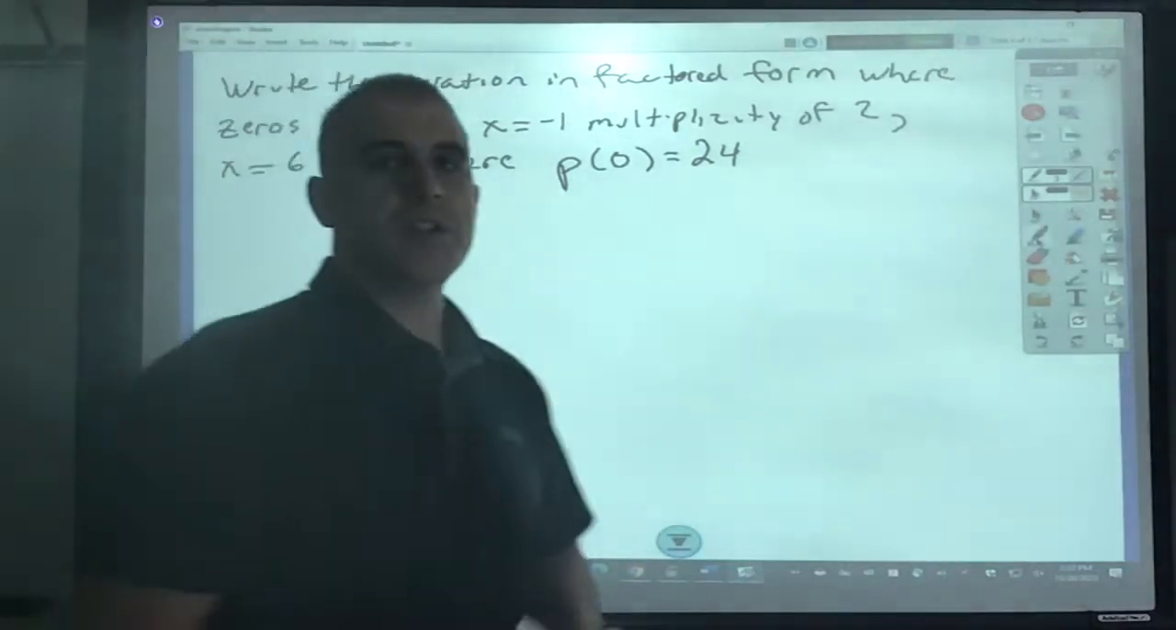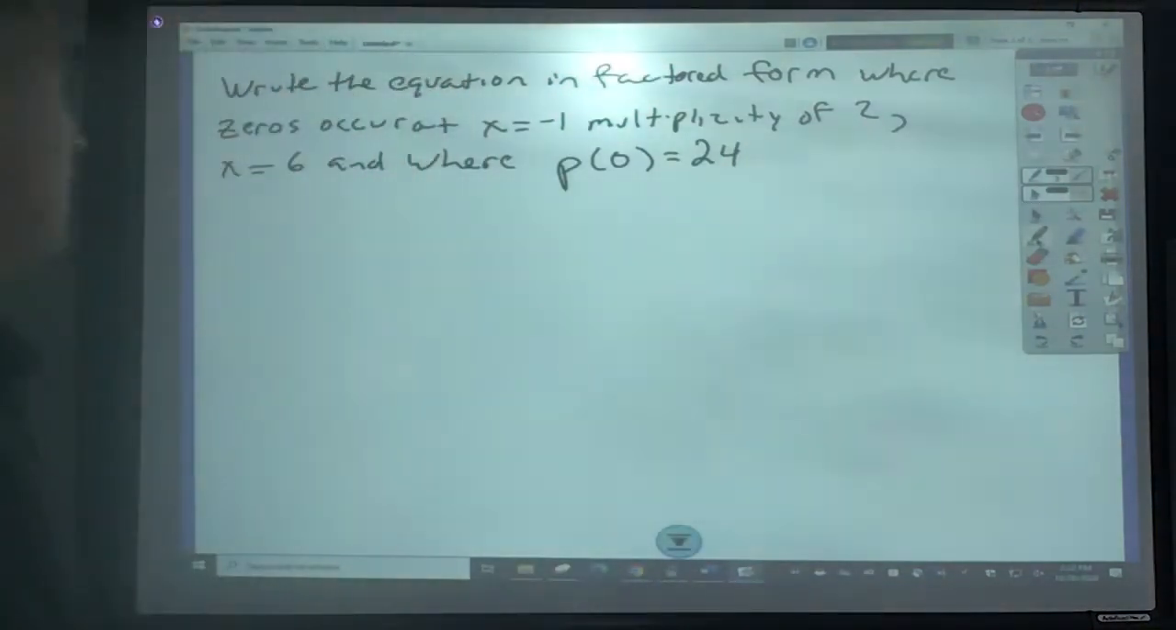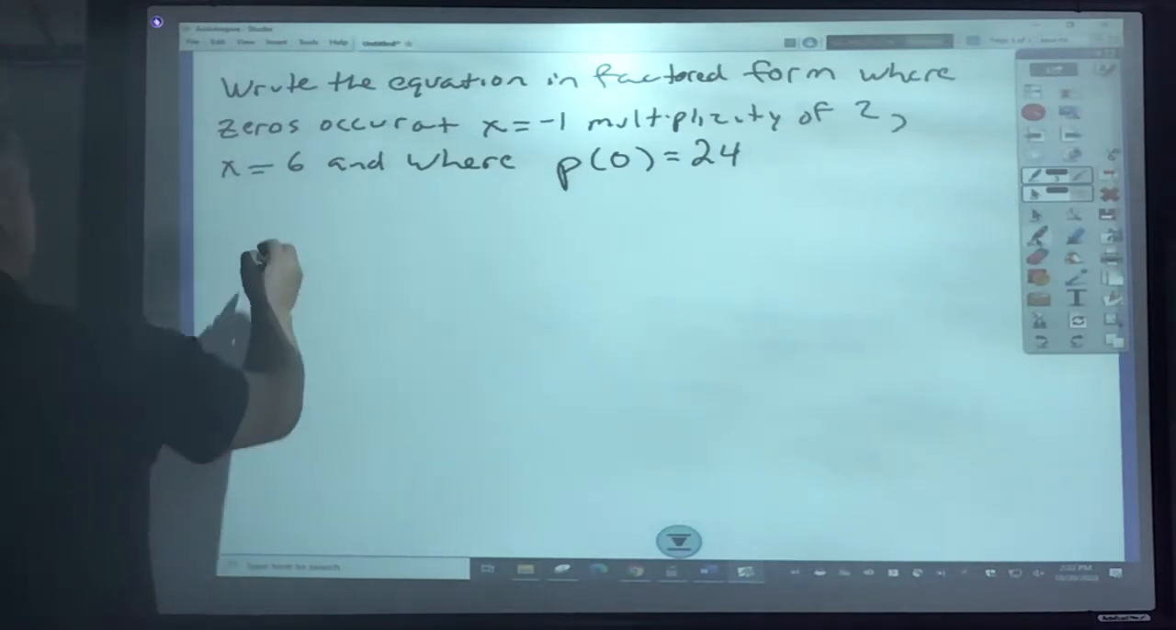Okay, this is going to be the second lesson in Unit 3 for pre-calculus. We're going to start with this kind of question. It says, write the equation in factor form where zeros occur at x equals -1, multiplicity of 2, x equals 6, and where p of 0 is 24. Okay, so here's how we do this.